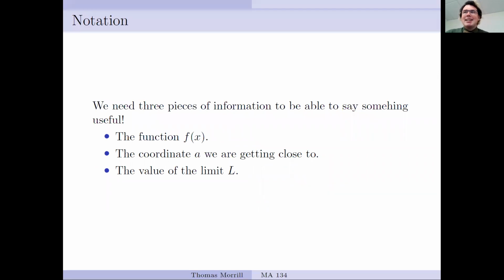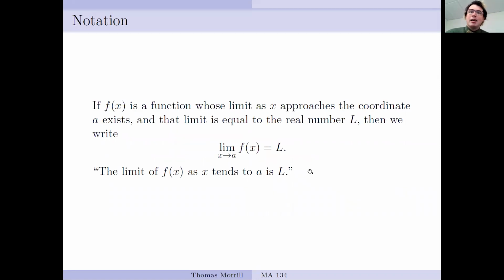So I need to say what function I'm working with. Right now, I've just given it the name f of x. I might also write out the formula for that function. I need to tell you what x coordinate we're getting close to. So I need to have that a there. And finally, if the limit does exist, I need to have the value of that limit. So I need to have that L. I'm looking through for all three of those pieces in my equation.